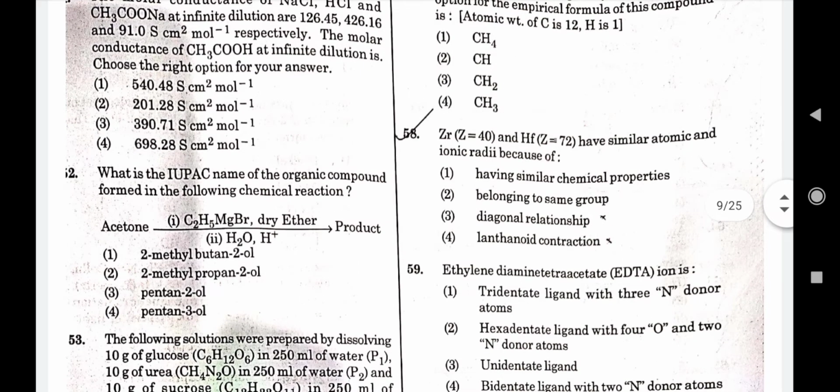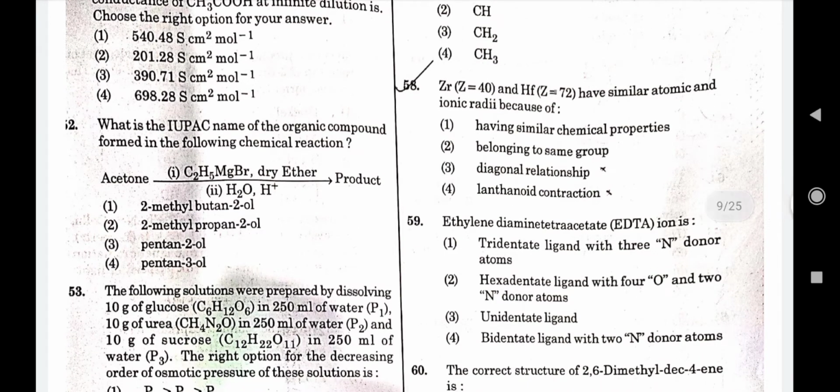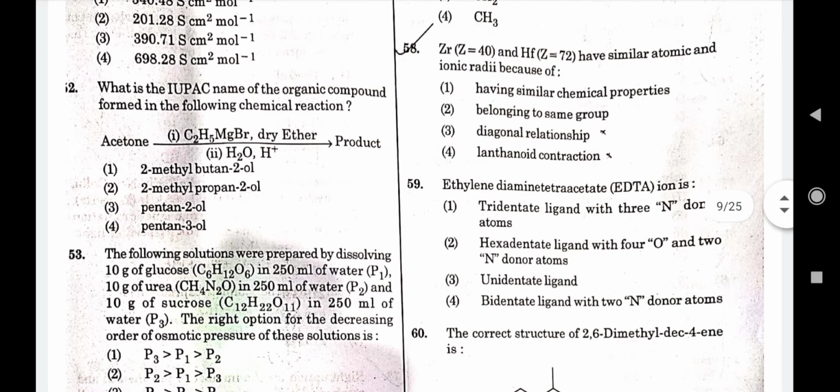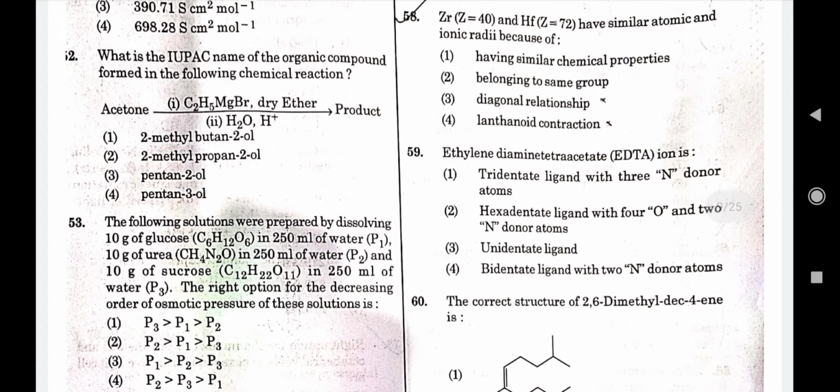Coming to question number 52 of the paper. Actually this is series P1. Now coming to question number 52. What is the IUPAC name of the organic compound formed in the following chemical reaction? इस product का organic IUPAC name बताना है. इसका जो करेक्ट ऑप्शन है दैट इज ऑप्शन 1, 2-methyl butane 2-ol.